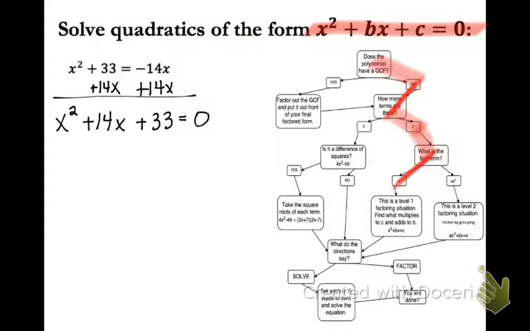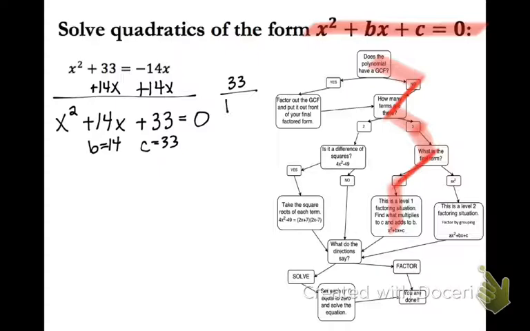Find what multiplies to c and adds to b. So c and b. Our c here is 33 and our b is 14. So we're trying to find 2 numbers that multiply to 33 and add to 14. Sometimes this is really easy. You're like, oh man, I know those terms. They're such and such. But sometimes it's hard to think of these. So I'm going to show you a way that you can write out every factor of 33 so that you're sure to get your 2 numbers that you need.